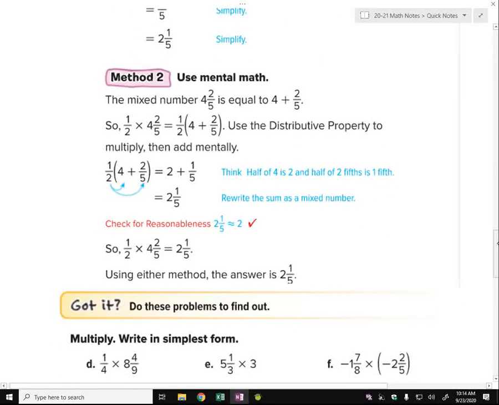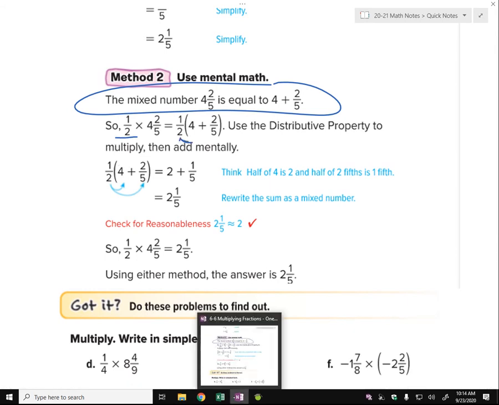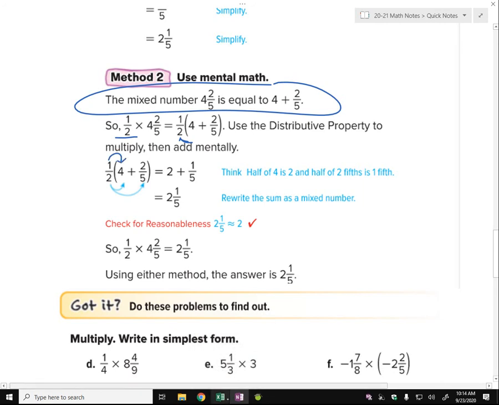And here's using the distributive property. So what this is trying to help you guys know is the mixed number 4 2/5, that's the same thing as 4 plus 2/5. It even sounds the same when you say it out loud. 4 2/5 is equal to 4 plus 2/5. So with the distributive property, what we can do is have the 1/2 be outside of the parenthesis for 4 plus 2/5. When we distribute that half, I'm going to rewrite what they did. 1/2 times 4 is 2.